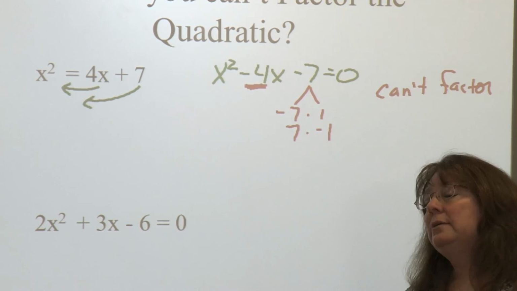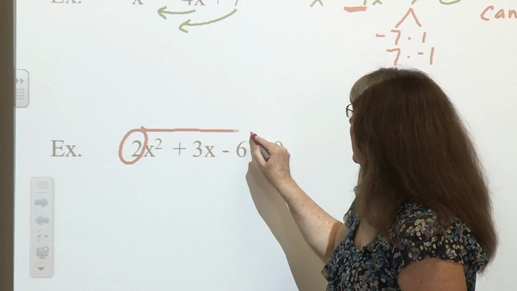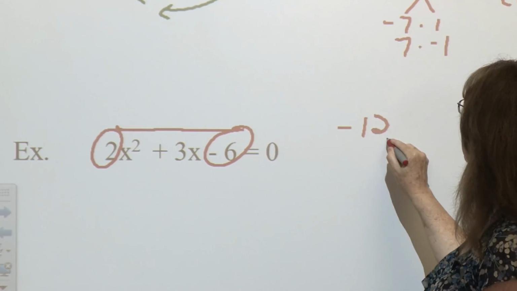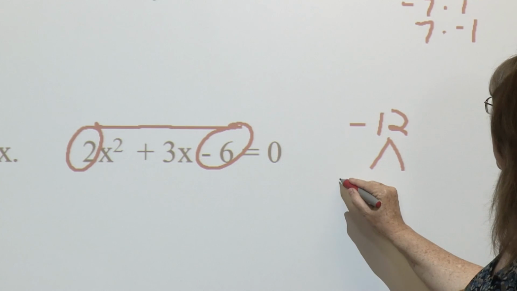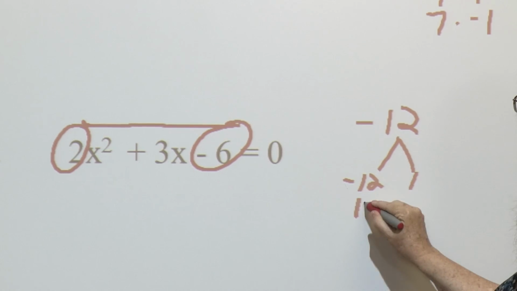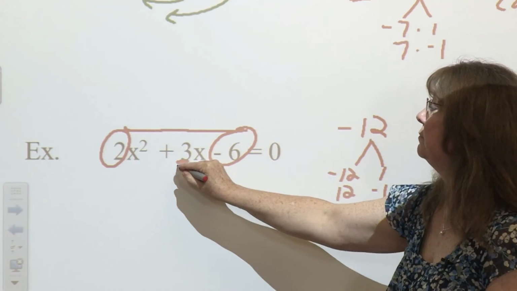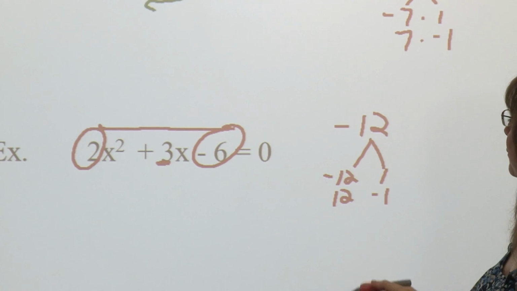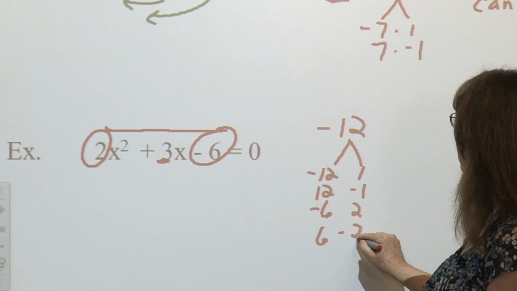Take a look at the next one. The same idea. I've got a 2x squared and a negative 6. A times c will give me negative 12. So I want to list factors for negative 12. I have negative 12 and 1 or 12 and negative 1. Neither of these add to give me a positive 3. Let's list all of our factors for 12. We've got negative 6 and 2 or 6 and negative 2.